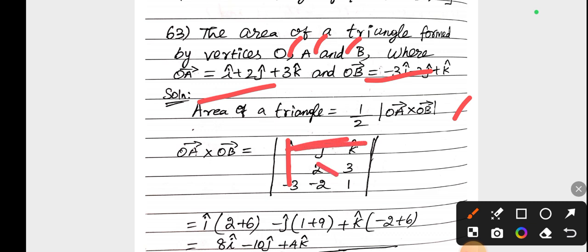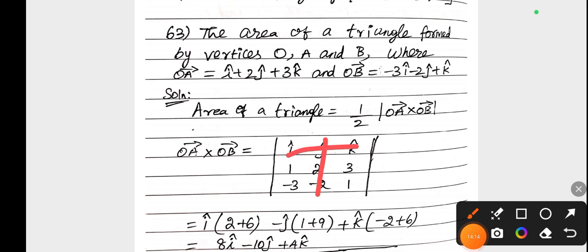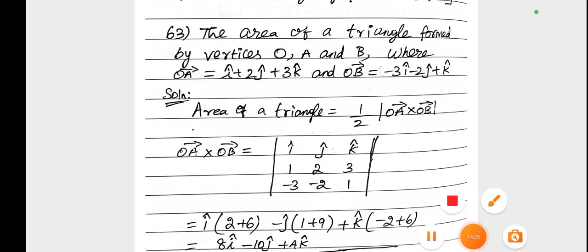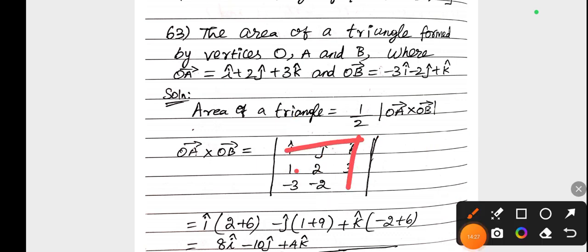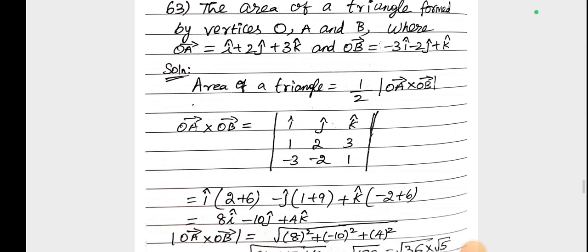i cap: 2 ones are 2, 2 minus of minus 6, so 2 plus 6. Then j cap: minus j cap, plus minus plus, then you will get 1 minus of minus 9, 1 plus 9. Then k cap: 1 into minus 2 is minus 2, then minus of minus 6 is plus 6. Minus 2 plus 6. 2 plus 6 is 8, so 8i. 1 plus 9 is 10, so minus 10j. Minus 2 plus 6 is 4, so plus 4k.